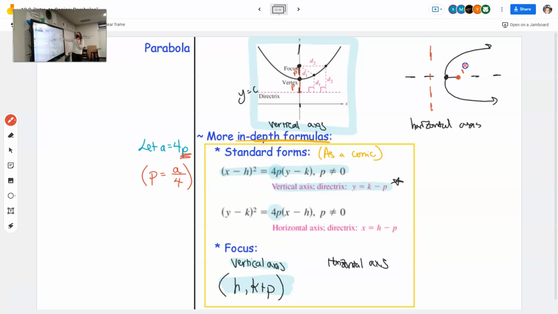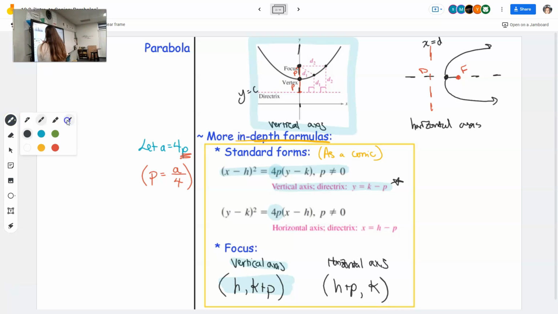Can I just put like an F for focus and a D for directrix? It would need to be an x equals this time for my directrix. Oh, hey, that's exactly what we see right here. It's x equals. And since it's to the right and to the left, I'm not adding and subtracting p from the k's. I'm adding and subtracting p from the h's. And so my horizontal axis, my focus, isn't going to be changing the k this time. It's going to be changing the h.